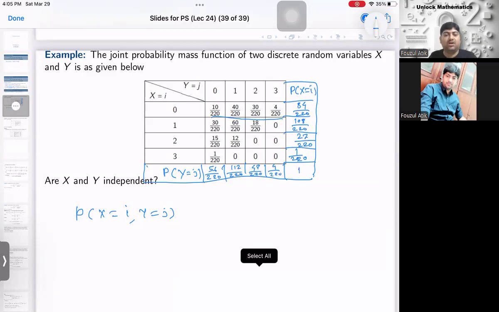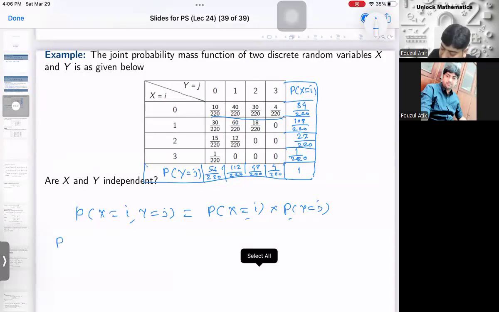Right? And now, how can you show whether they are dependent or independent? Let us check one of the examples first. We have to check all. This should be equal to this probability into p of y equal to j. That means the marginal things. If you have these, then we can say that x and y are independent. So let us check one by one. Check the first one first.